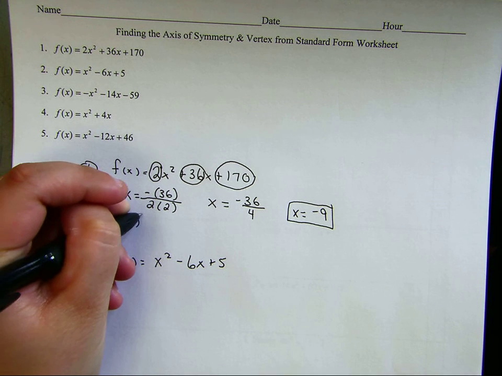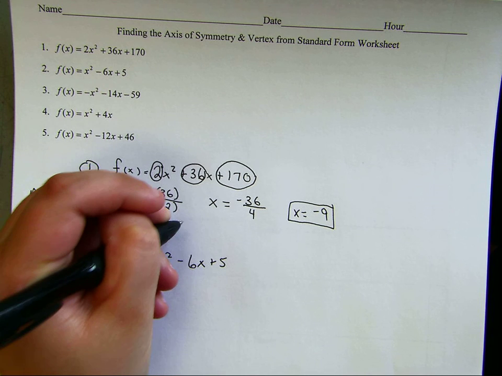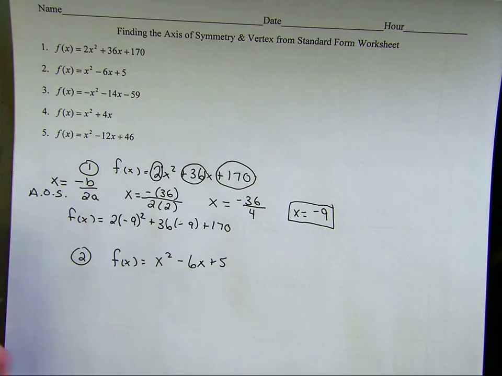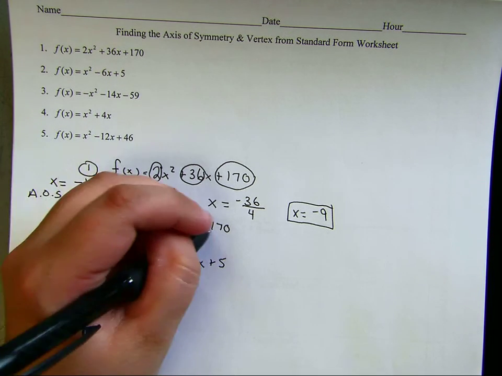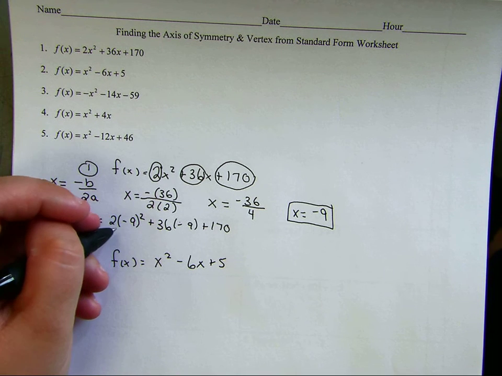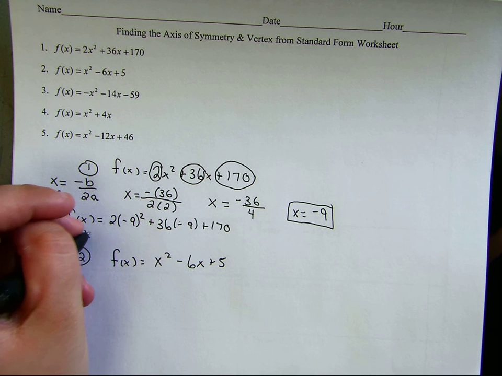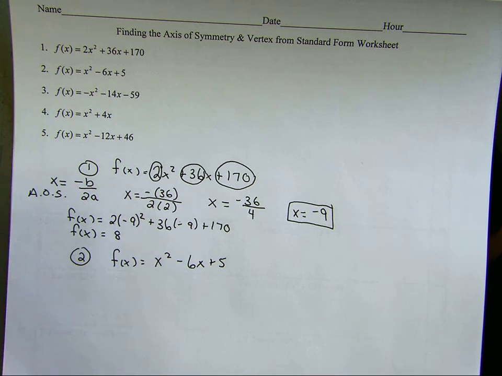So you need to put the negative 9 in parentheses. If not, the calculator will do it incorrectly. Now, if you don't have a calculator, please do PEMDAS: do exponents first, then multiplying left to right, and then adding and subtracting left to right. So if you evaluate this, it's 2 times negative 9 in parentheses squared plus 36 parentheses negative 9 plus 170. So when you get that, it's f of x equals a positive 8.